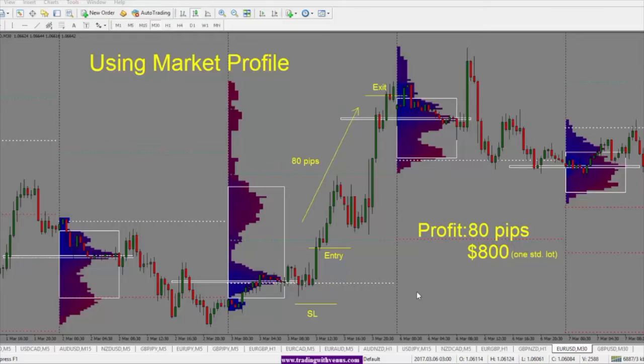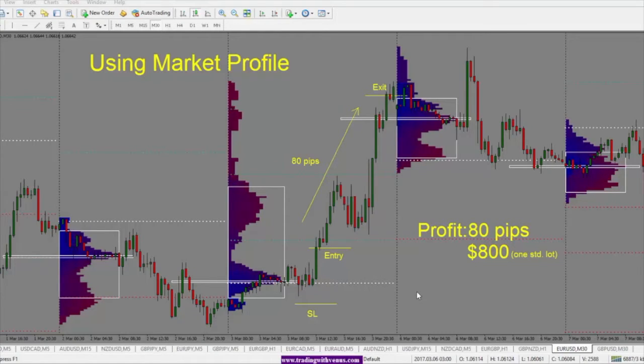So I will show you how to look at the market profile, where to enter the trade, what are the different levels you need to be watching for when you're looking at market profile, and how to enter the trade and exit the trade with a profit. So let's move on to the charts now.